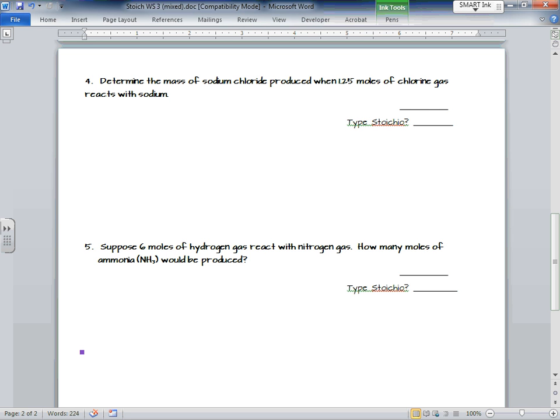First, we need to write out our chemical equation. We have chlorine gas. Chlorine is diatomic, so you need 2 of them. Reacts with sodium to produce sodium chloride.